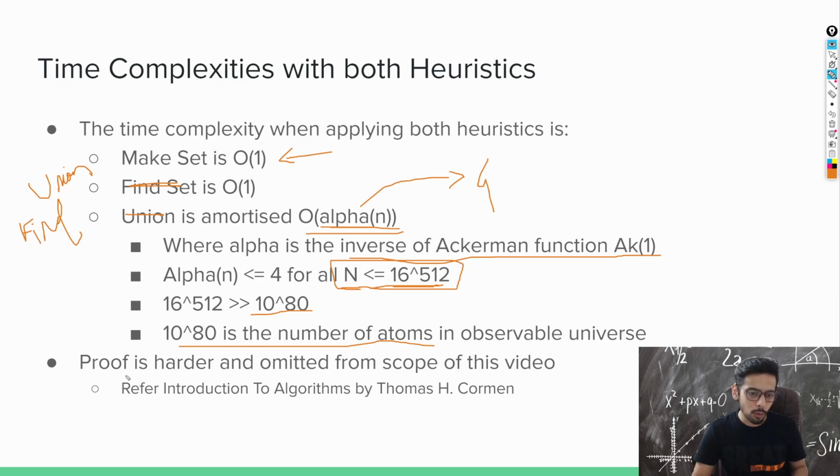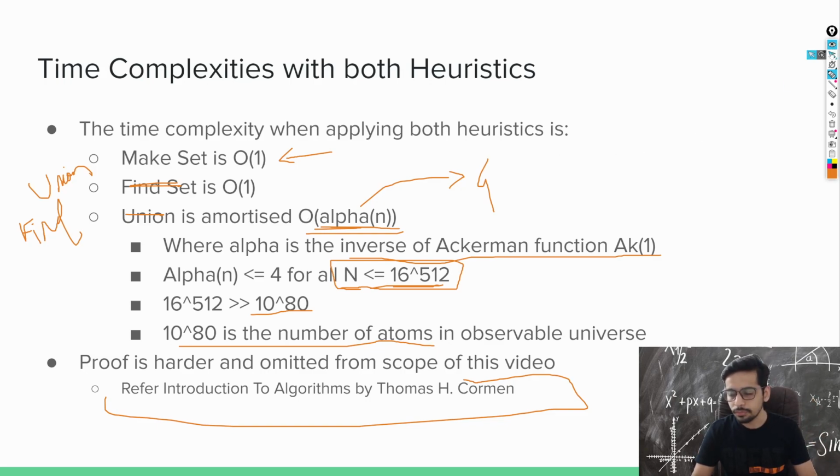The proof I have omitted for this video because it's pretty hard for a small video. I would recommend you go and read this book. There's a very brilliant proof of how this works, but it's sort of hard. The point to note here is that for all practical purposes, all three operations are going to be O of 1.